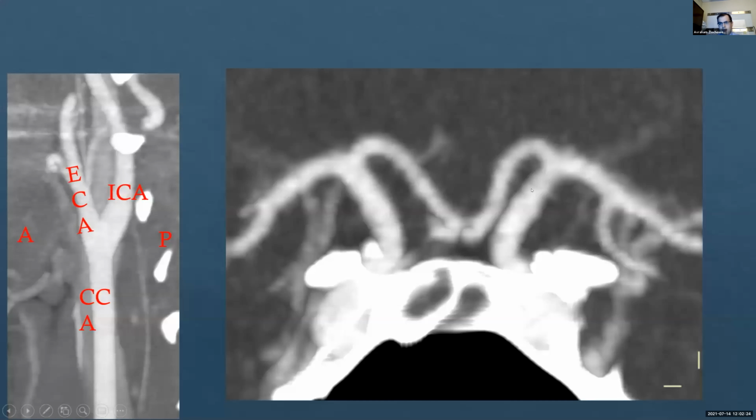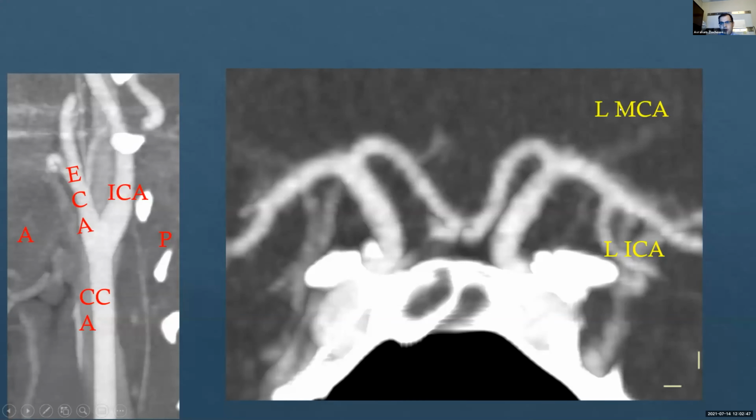Just a thing to clarify: in radiology, the left is the right and the right is the left. So when I talk about things on the left, I'm talking about the right side of the image, and when I talk about things on the right, I'm talking about the left side of the image. So just so we're clear, this is the left. This here is the left internal carotid artery, and this is where it's going to branch off.